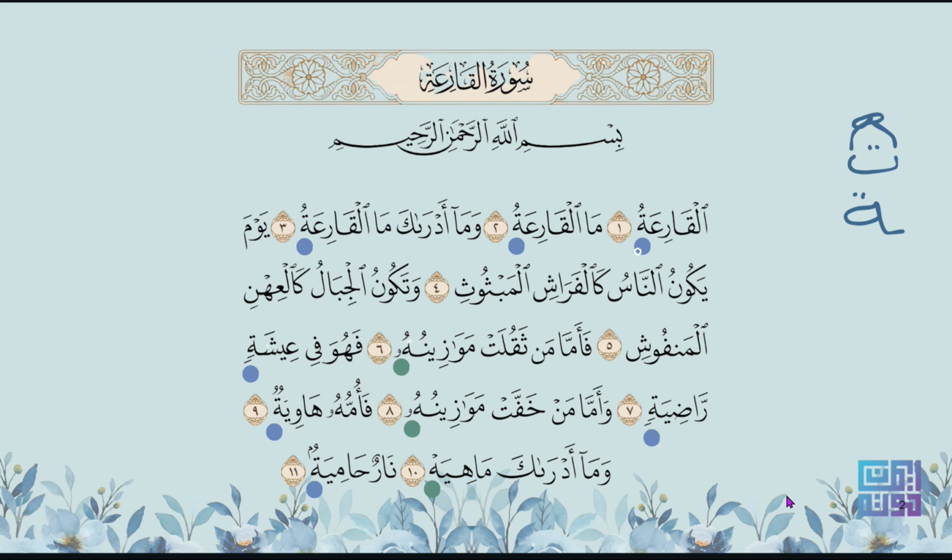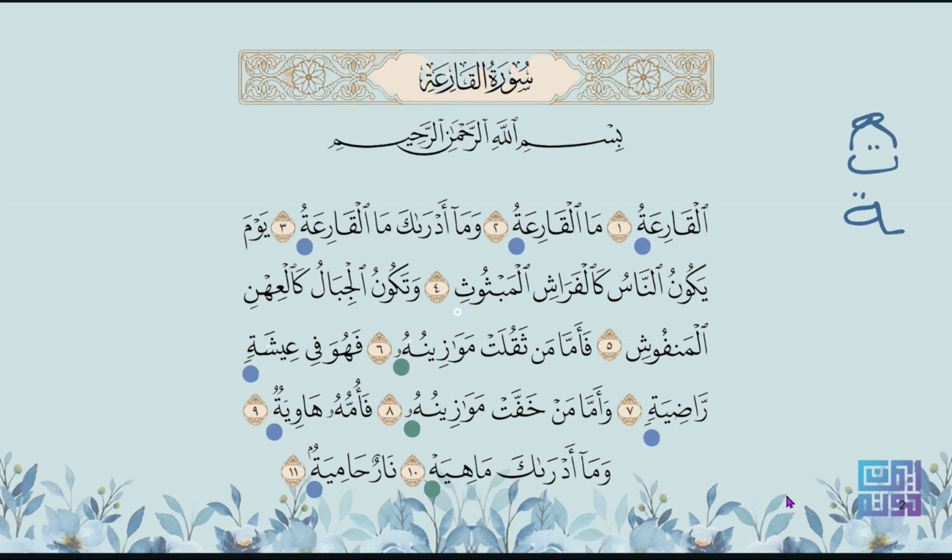So we say Al-Qari'ah. Where is the exit of the ha? The exit of the ha is in the deepest part of the throat. So don't pronounce it from the chest. You see the sound? This is not the sound of the ha. Pronounce it from the furthermost part of the throat. Al-Qari'ah. Mal-Qari'ah. Okay?